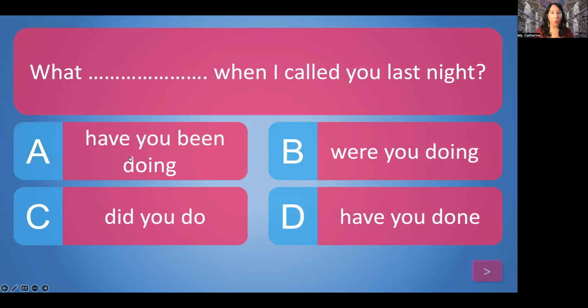How about this one? What blank when I called you last night? A, have you been doing? B, were you doing? C, did you do? D, have you done? What do you think? What blank when I called you last night?